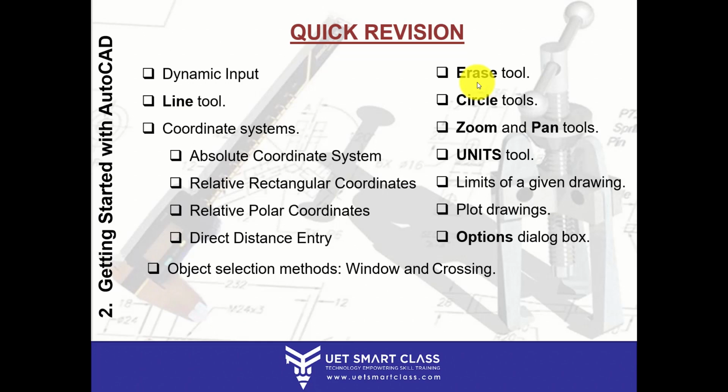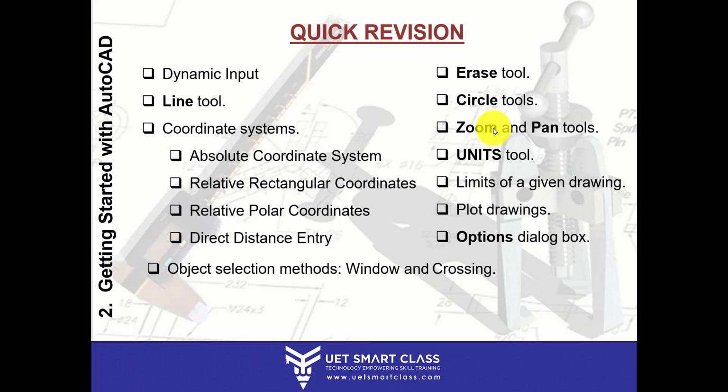We covered the circle tool, how to draw circles with various options: circle with center and radius, circle with center and diameter, with the help of 2 points, 3 points, tangent, tangent, radius, and 3 tangents. All right. We also covered the zoom display command and pan display command. The options we covered in zoom display command were zoom all, zoom real time, zoom window, zoom previous, zoom object, and zoom window. All right.